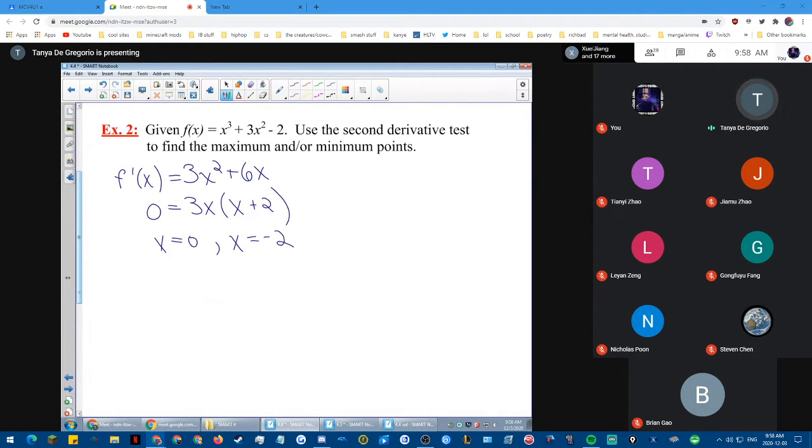So let me just make a little note here. So therefore, critical points at 0. If I sub in 0, I notice I get negative 2. Very simple. And if I sub in negative 2, what do I get? Negative 8 plus 12 minus 2, what do you get? 2.